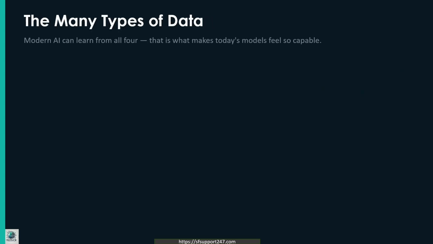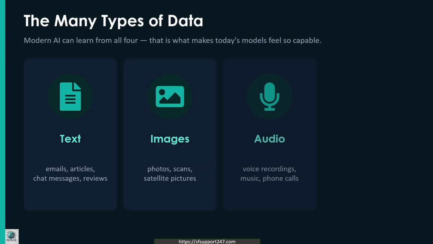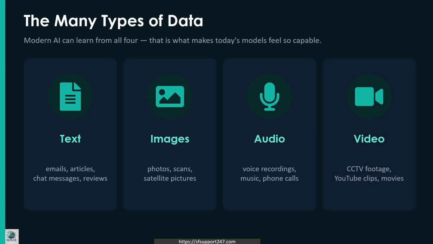The many types of data. What are the types of data? Modern models can learn from all four. That is what makes today's models feel so capable. Text data: emails, articles, chat messages, reviews. Images: photos, scans. Audio: voices, music, phone calls. And video: CCTV footage, YouTube videos, all those things.